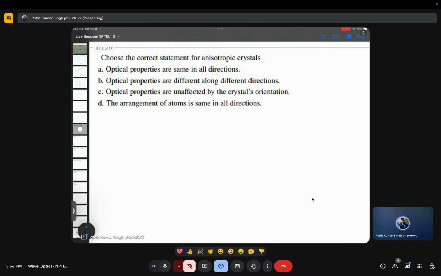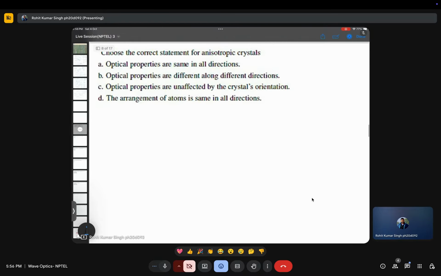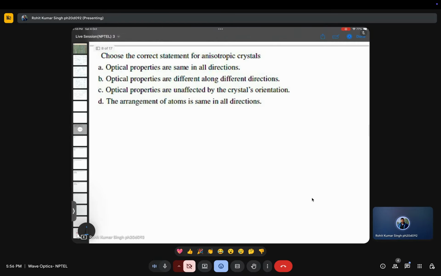So there is one true false. Choose the correct statement for anisotropic crystals. Optical properties are same in all directions, optical properties are different along different directions, optical properties are unaffected by the crystal rotation orientation, the arrangement of atoms is same in all directions. So which one is the true option? Can you see? Second. Second, yeah.